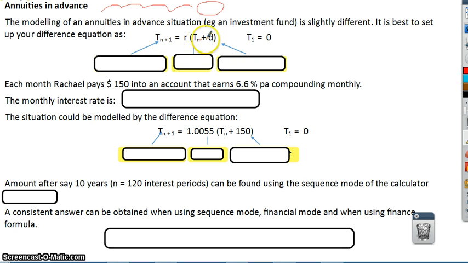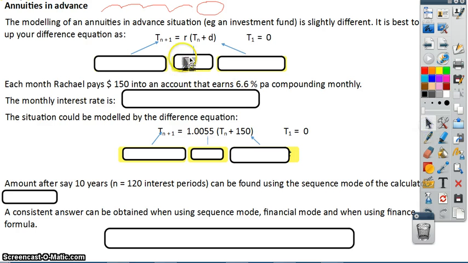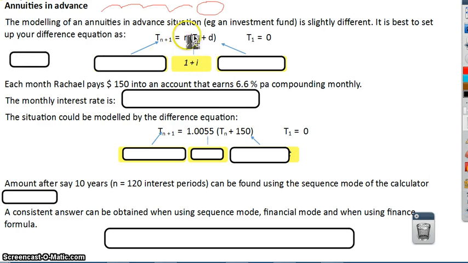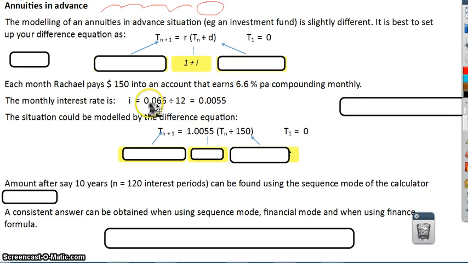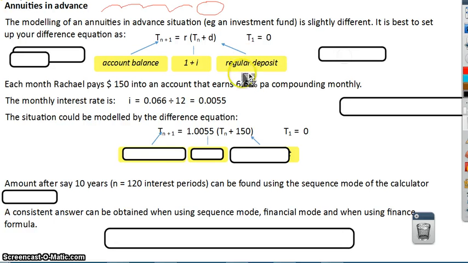We start usually with 0 and then add in a regular payment, and then interest gets added onto that afterwards. So in here, add the payment, interest applied. Same rules apply to the rate, so it's 1 plus I, and compounding works in the same way. So if it's monthly, it means we take our 0.066 and divide by 12. Then it becomes 1 plus that, so 1.0055 is our interest rate here. That's our account balance again, that's our regular deposit.